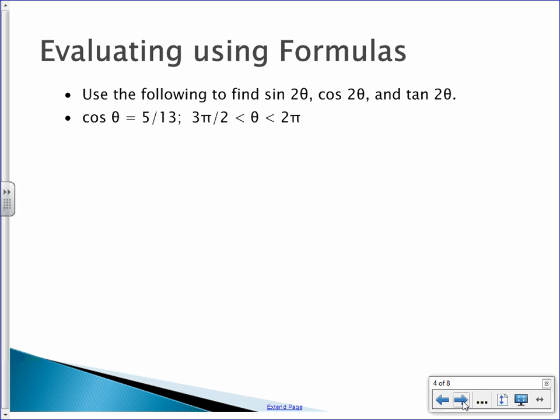How else can we use them? Here I'm giving you that the cosine of theta is 5/13, and this is telling me it is in what quadrant? Fourth quadrant. But I actually want the sine of 2 theta, the cosine of 2 theta, and the tangent of 2 theta. What can I do to get those? Do we know the sine, cosine, and tangent of theta? Could we get them? Okay. How could we get them?